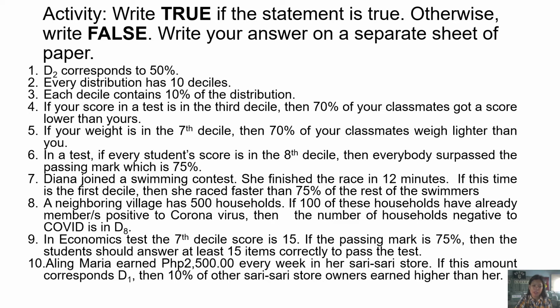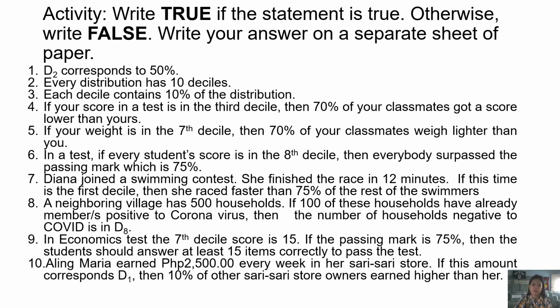Number 7, Diana joined a swimming contest. She finished the race in 12 minutes. If this time is the first decile, then she raced faster than 75% of the rest of the swimmers. Is it true or false? And number 8, a neighboring village has 500 households. If 100 of these households have members positive for coronavirus, then the number of households negative for COVID is decile 8. Is it true or false? And of course 9, 10, and so on.